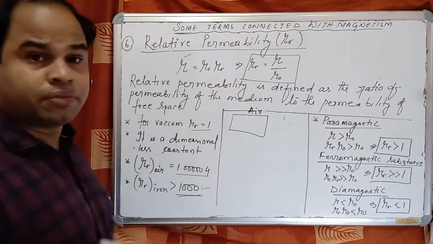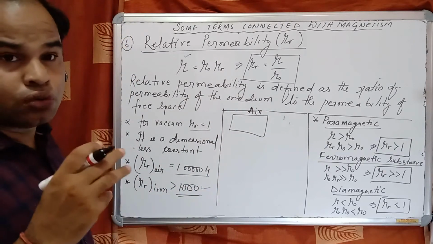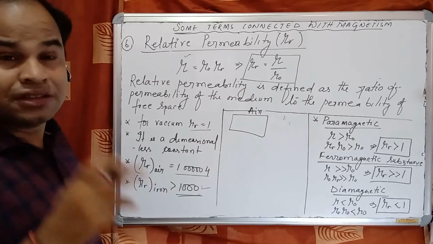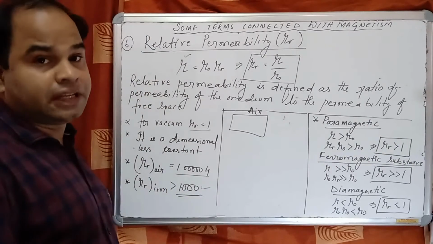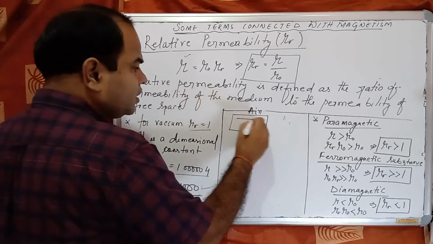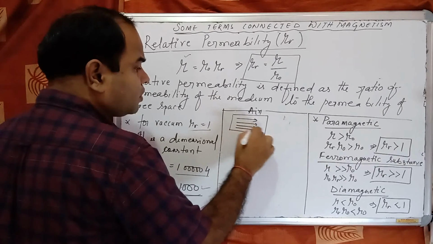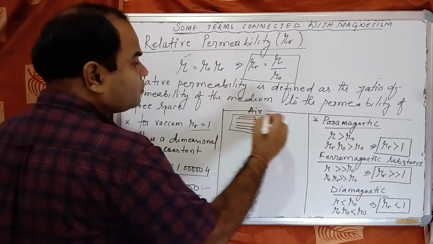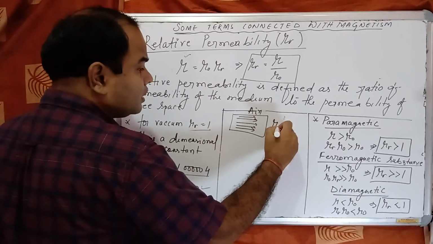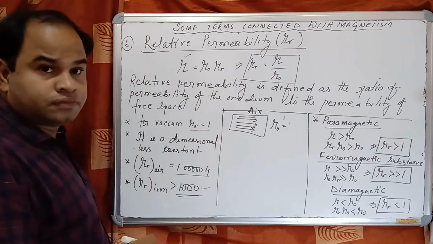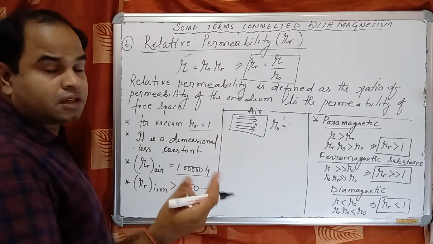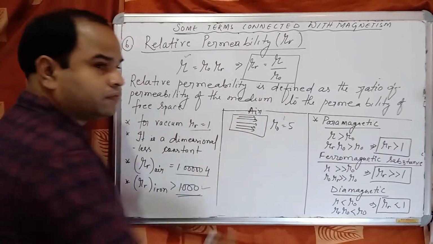Air medium, place a magnet. The magnetic field produces magnetic field lines. These magnetic field lines will travel in air medium. So let us say this air medium allows 5 number of field lines to travel through it. So if it allows 5 field lines, then mu naught is 5.